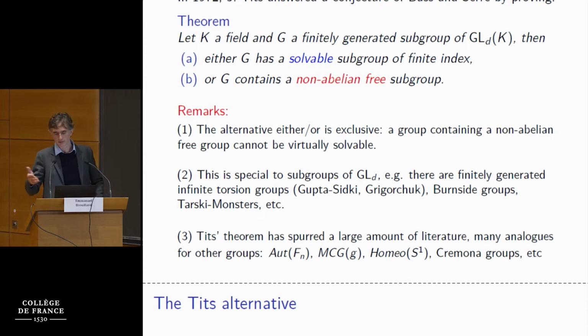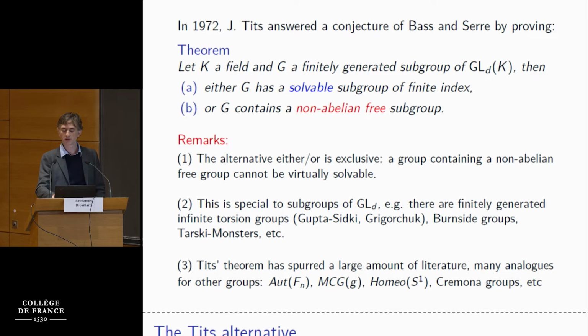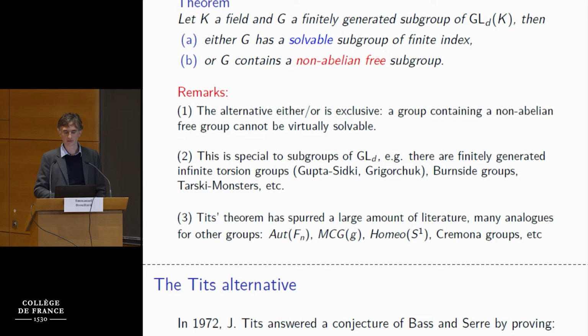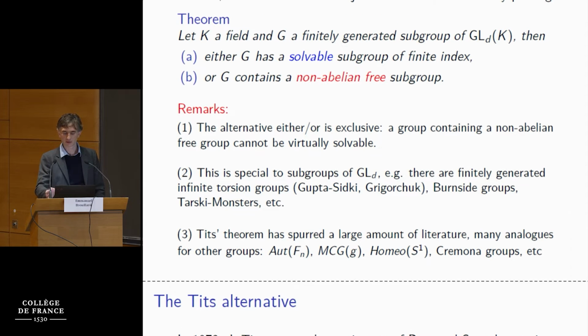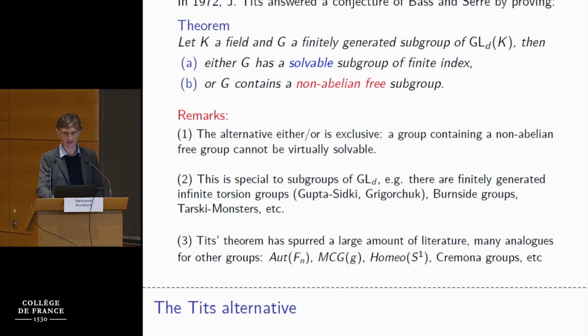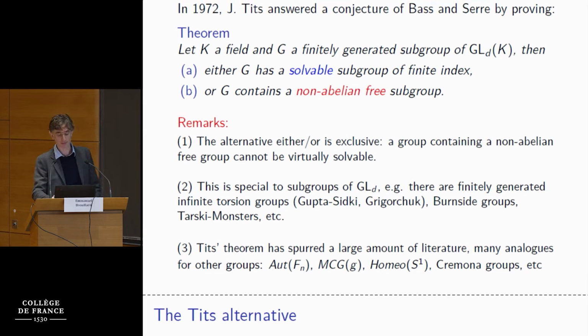Other examples are the infinite Burnside groups. Of course, they are torsion, so they don't contain a free group, but they are non-amenable. They are not virtually solvable in particular. Or Tarski monsters, which are very interesting groups: finitely generated groups that have the property that every proper subgroup is of order p for some p. So these wild pathological groups don't arise in a nice linear setting. This is what Tits tells us.